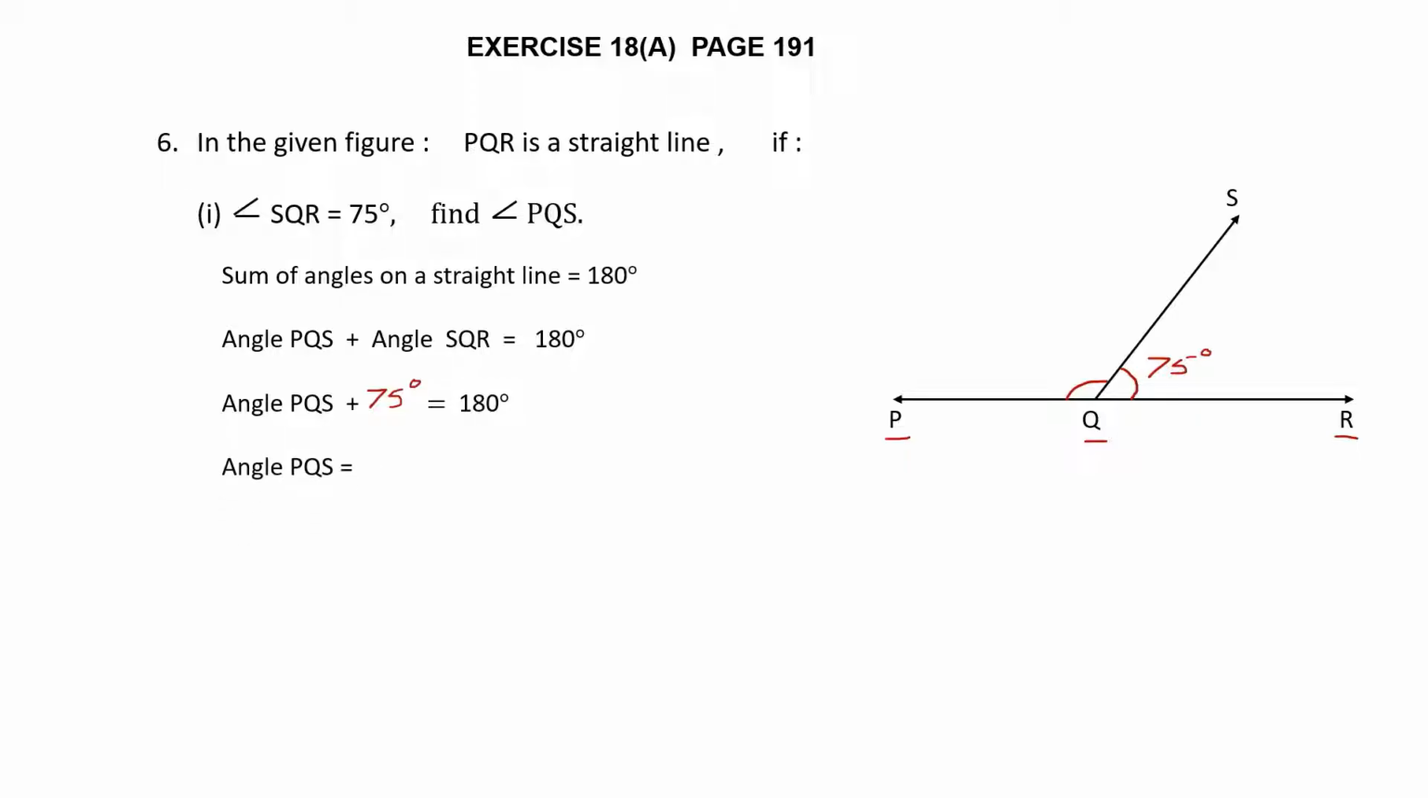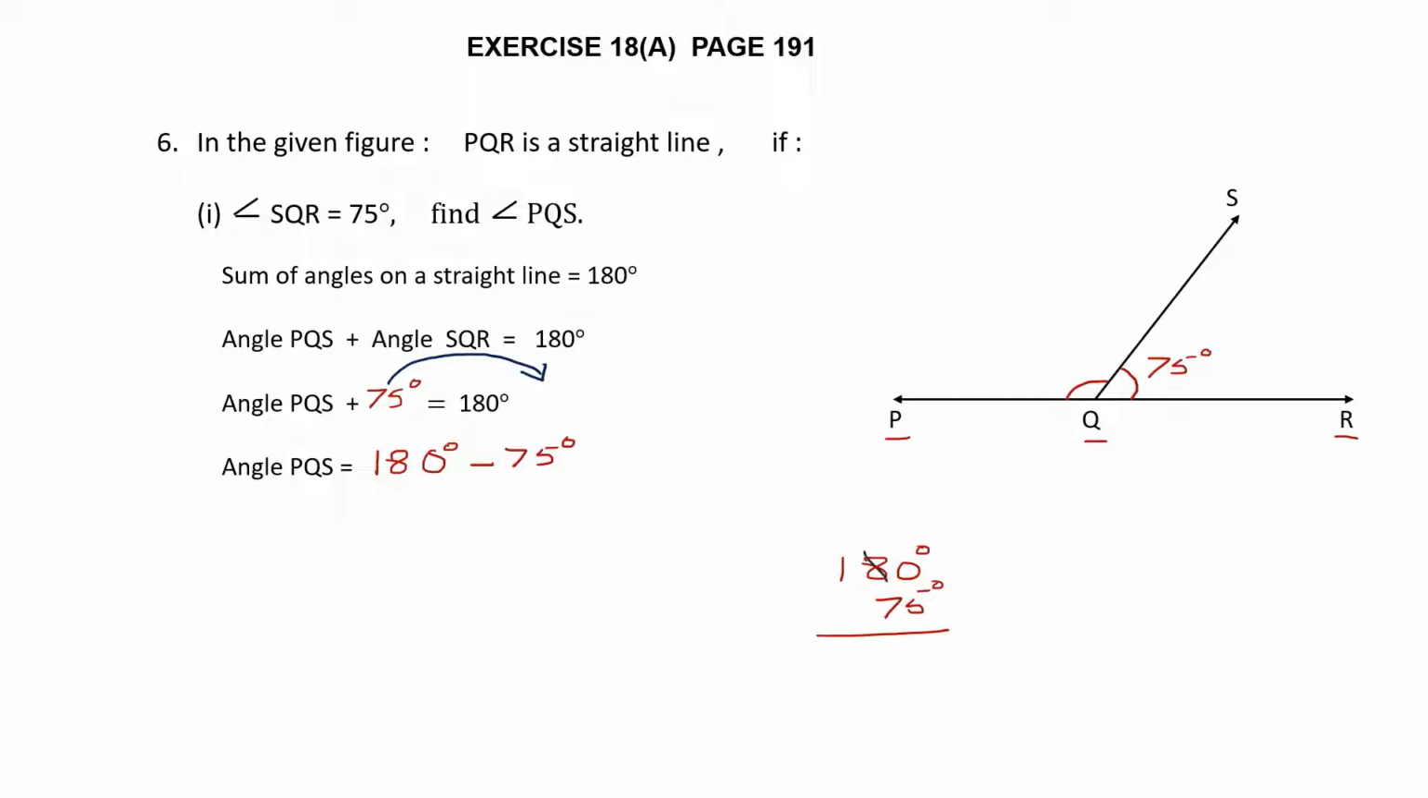So to find angle PQS, what do we do? We leave 180 degrees on the right hand side. Now we move 75 degrees from the left hand side to the right hand side. And because it is plus 75, I'm going to make it minus 75 when it moves to the other side. Now let's subtract 180 degrees and 75 degrees. So let's start the subtraction.